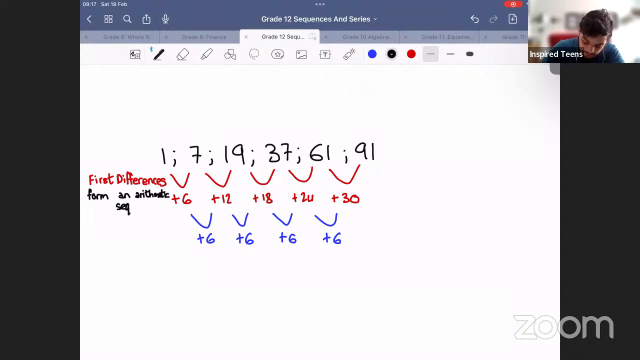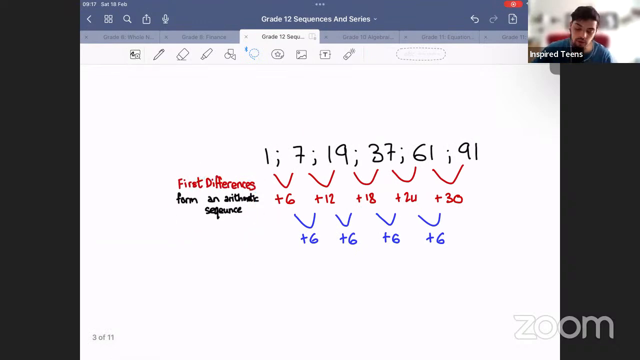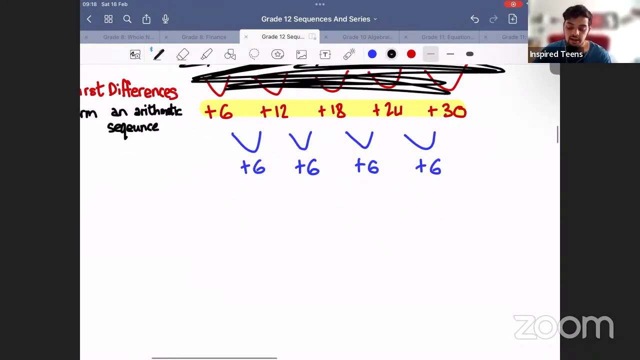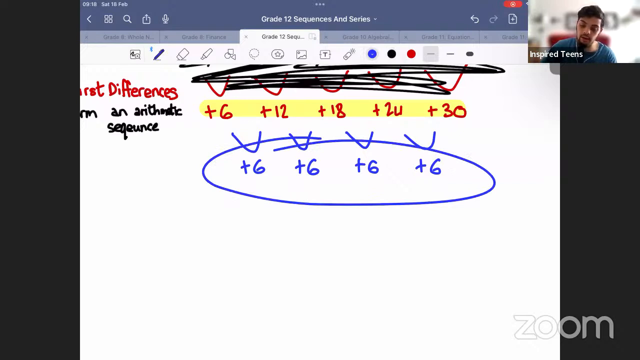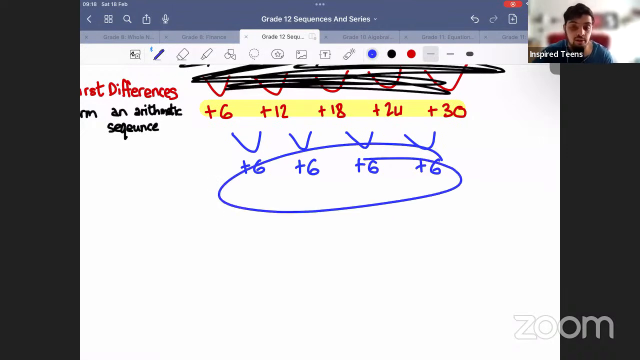Arithmetic sequence. I think that's how it's spelled. So let's analyze this. First differences form an arithmetic sequence. That makes sense because remember, if I just consider this 6, 12, 18, 24, 30, and then I identify the differences and notice that their differences are constant, in that case you can say this has constant first differences, and therefore it is an arithmetic sequence.